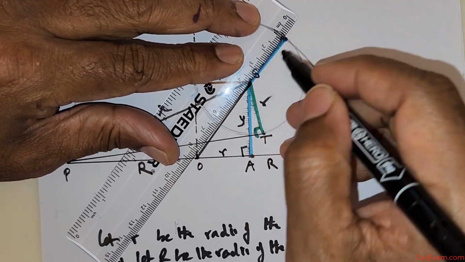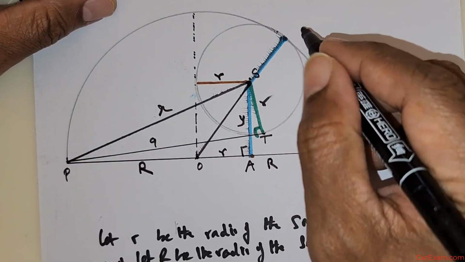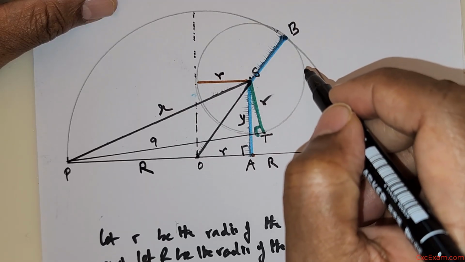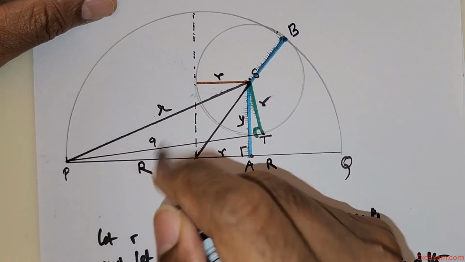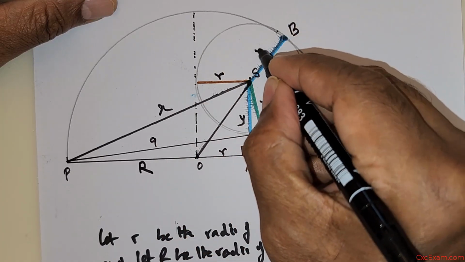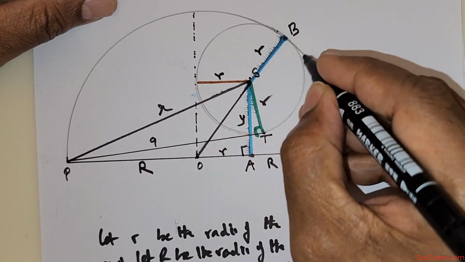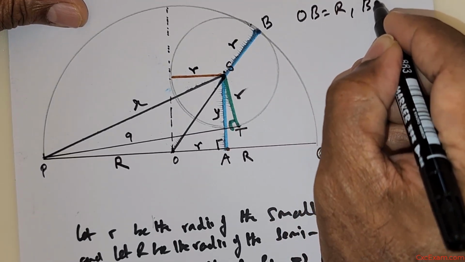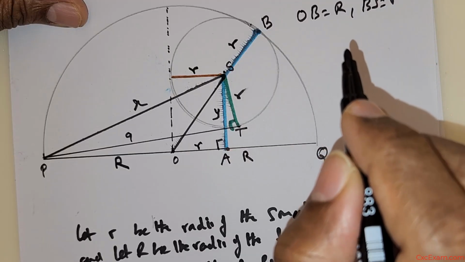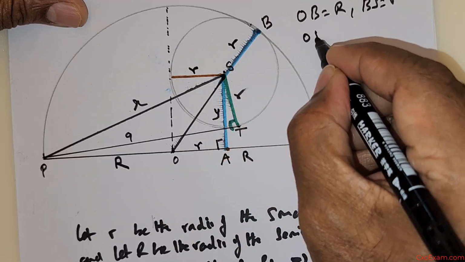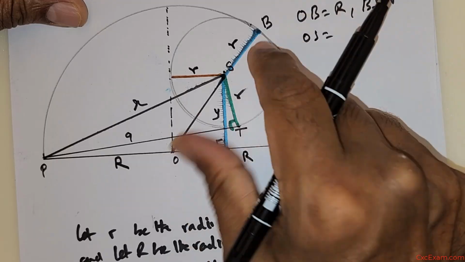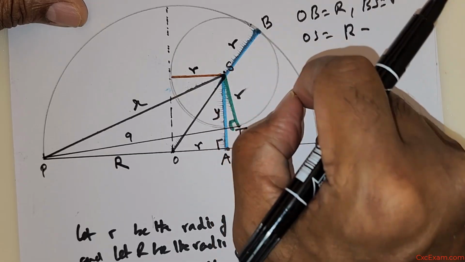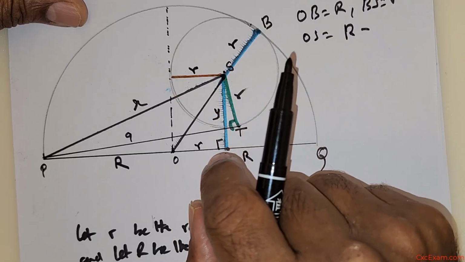So we have a point of tangency here, and we can take that point of tangency to be B, and we can connect this. So this entire distance OB is capital R, and BS is small r. So what is OS? OS is going to be, from capital R you take away small r, that's going to be OS.